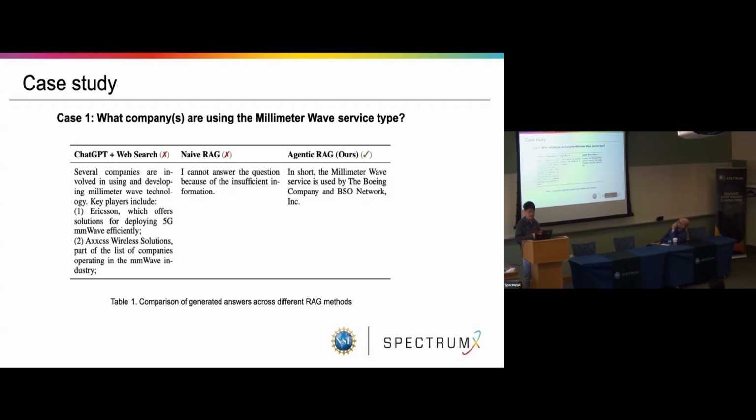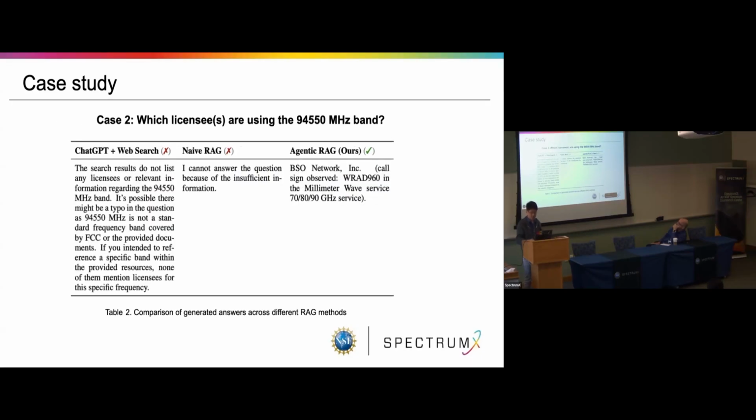Again, this is a side-by-side comparison. If you ask the question, what companies are using the millimeter wave service? What you'll get for the first column is what you'll get from ChatGPT plus some web search, giving you these results. Naive RAG in this case wouldn't be able to answer most of them. Actually, most naive RAG examples in our test cannot really answer the questions because the information is not sufficient. And our method can route into the corresponding agent and then look for the right answers throughout the document using techniques such as graph RAG. I'm going to skip probably all the details.